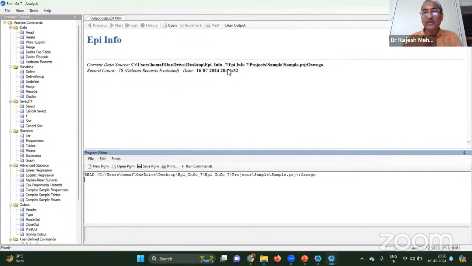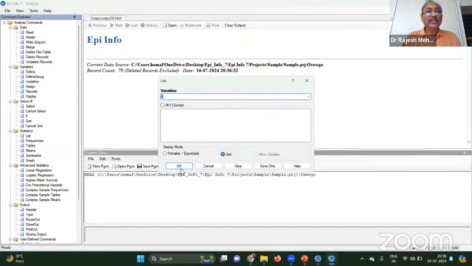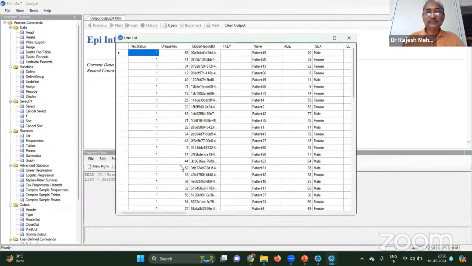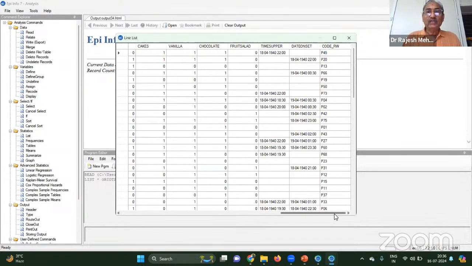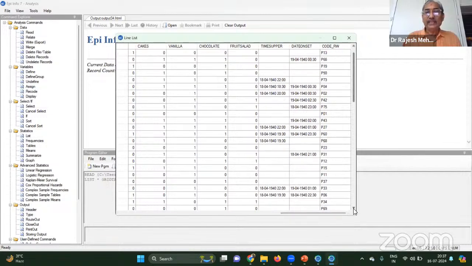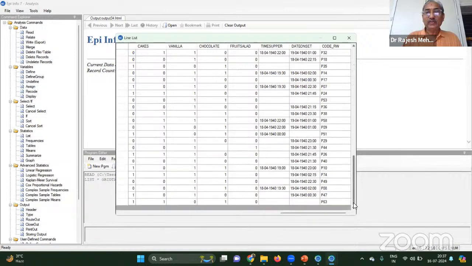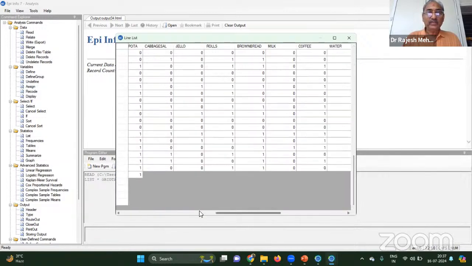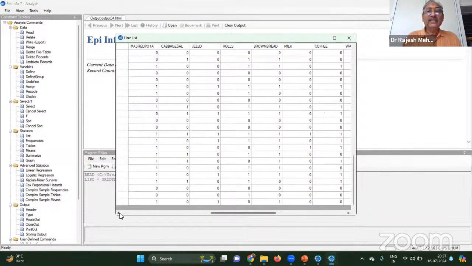Now the software is looking for our command: what do I do for you? We say, give a list. So the records will be shown over here. You can see the record count 75. You can see the columns: chocolate ice cream, vanilla ice cream, fruit salad, like this. And then all 75 individuals will also be seen. Here you can see the data. So this is the list command. It's just like your Excel or a browse view.